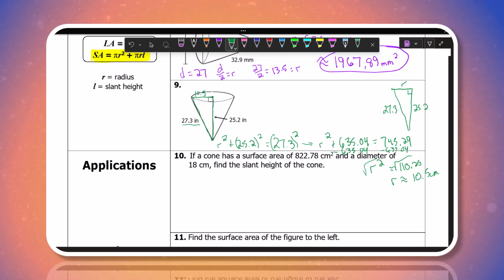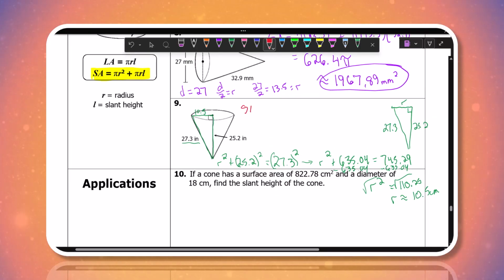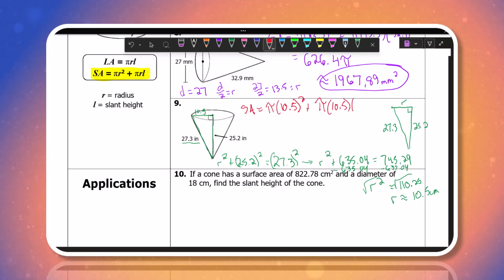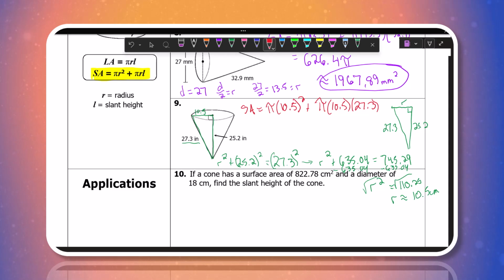So now we have enough to write our formula. There it is. The surface area is pi times the radius squared plus pi times the radius times our slant height. This is 27.3. 25.2 is not in our formula, but we used it to find something that is in our formula.